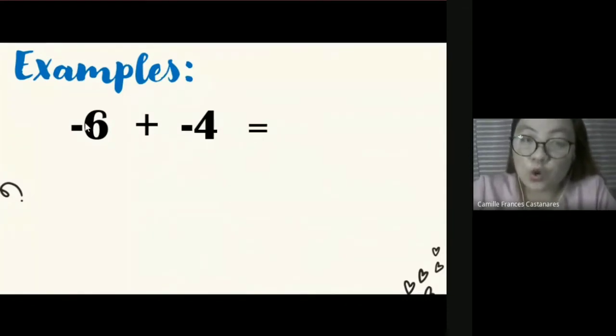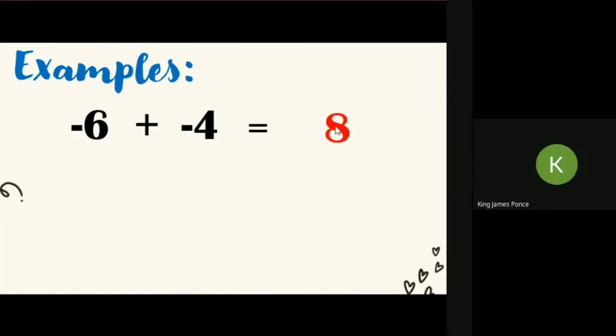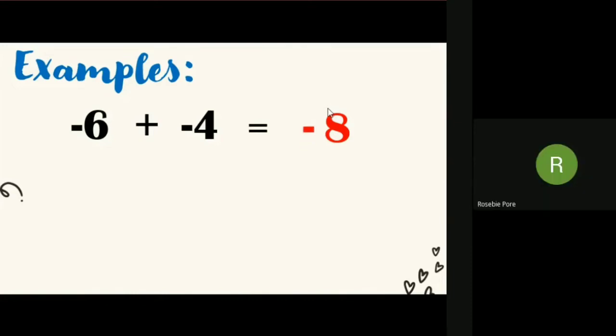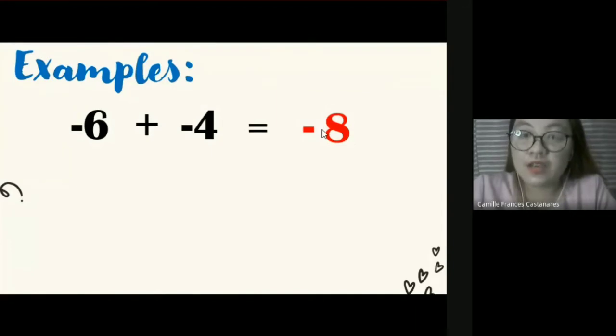i-add natin and then kokopyahin natin yung sign nung dalawang integers. So, what is 6 plus 4? We have negative, sorry, bakit ito? 10. Okay, mali itong nasa screen natin ha. So, 6 plus 4 is 10. Okay, again, 6 plus 4 is 10. Then, kokopyahin natin yung sign ni negative 6 at ni negative 4. So, our answer is negative 10. Not negative 8 ha. Negative 10.